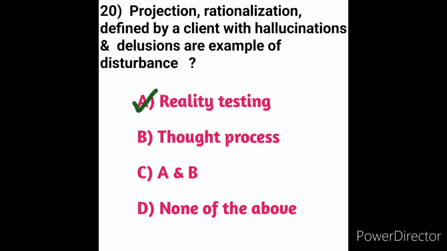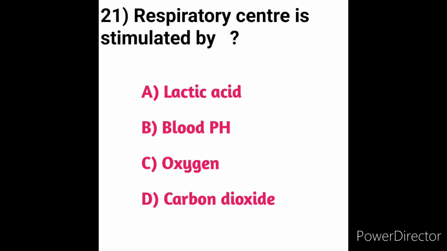Next we will move on to question number 21. Respiratory center is stimulated by. Options: option A, lactic acid; option B, blood pH; option C, oxygen; option D, carbon dioxide.